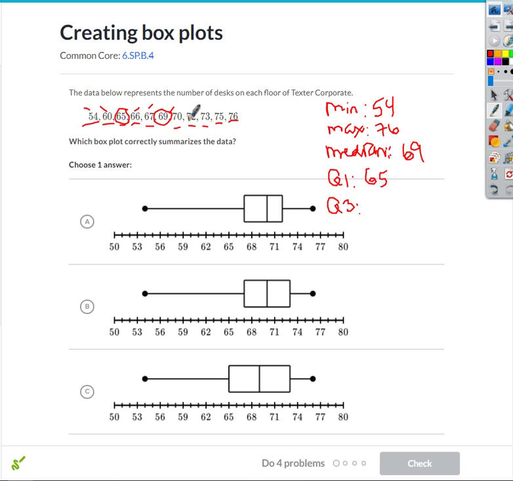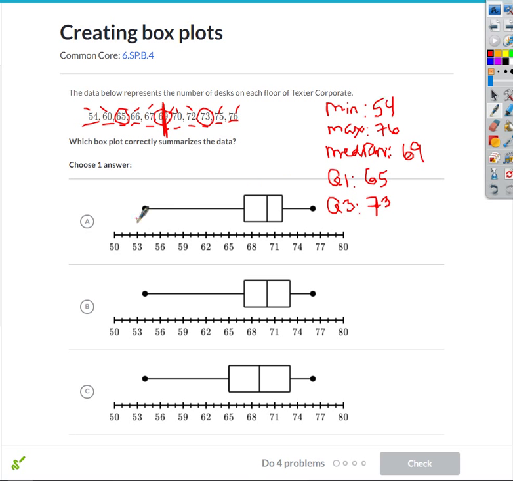Then we do the same thing on the right side. So we have 70 and 76, 72, 75. So 73 is the middle of the right half of the data. So that's what we just did. We found the median of the left half and the median of the right half, or the upper 50%, which is 73. So Q3 is 73. So now that we've done all that, all we have to do is find a graph that has all that information.